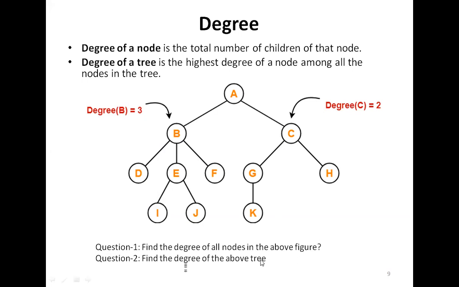Now find the answers to the questions. Question 1 is find the degree of all nodes in the above figure. And question 2 is find the degree of the above tree. The degree of the above tree we already found, we did that. Question number 2 we did. What's the answer to question number 2? The degree of the tree is 3. Yes. And question number 1, tell me.